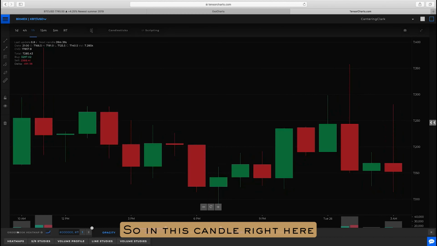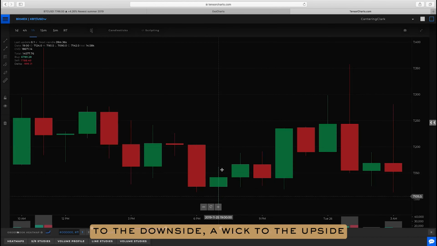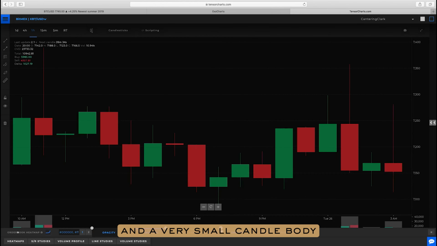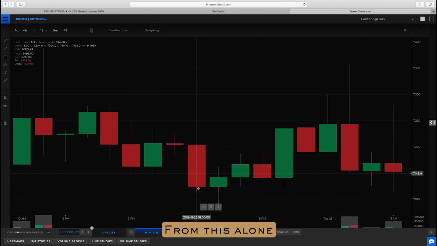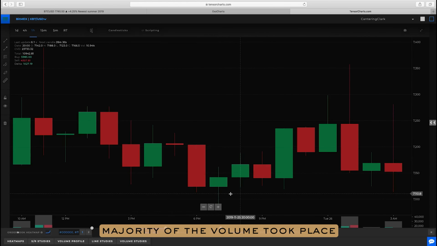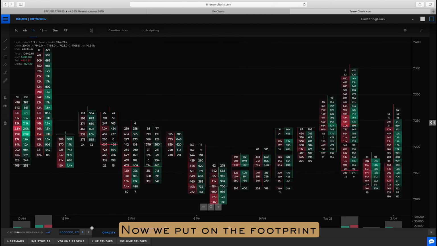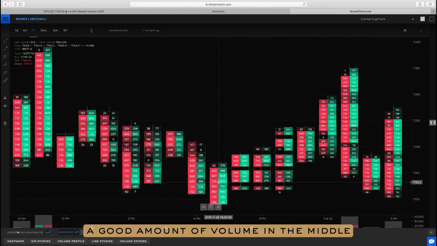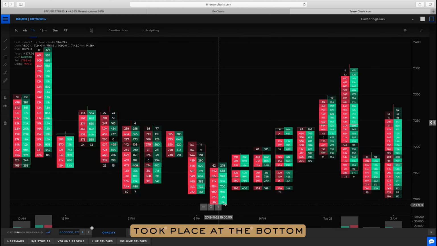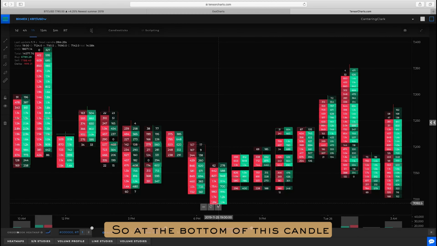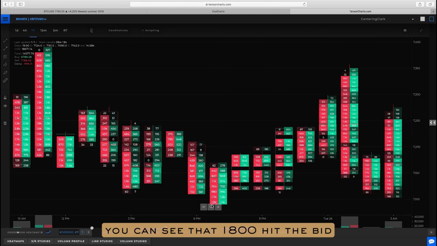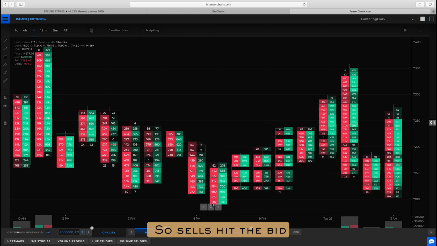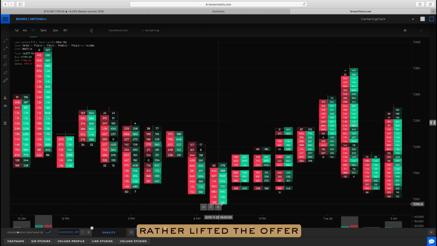In this candle, where we have a wick to the downside, a wick to the upside, and a very small candle body, from this alone you can't really tell where a majority of the volume took place. Now we put on the footprint, and we can see a good amount of volume in the middle, but a majority of the volume took place at the bottom. At the bottom of this candle, you can see that 1,800 sells hit the bid, and 1,100 buys hit the ask, or rather lifted the offer.